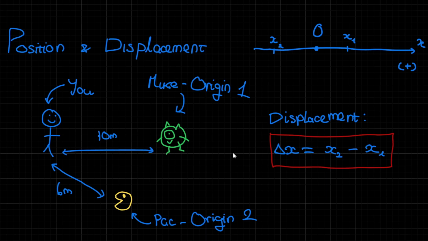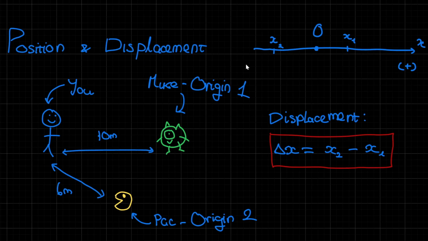I think the idea is quite simple. To have a position, you must first have an origin. For example, if you're standing here and we take Mike as an origin, then we can say that our position is 10 meters from the origin. And the same goes with Pac-Man as the origin, where our position is now 6 meters.